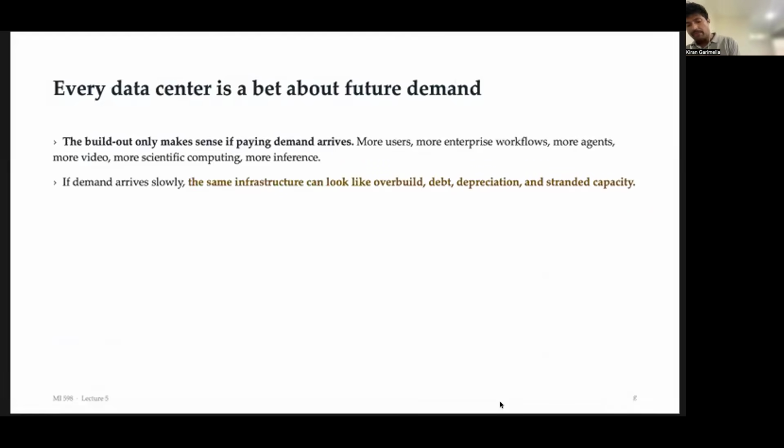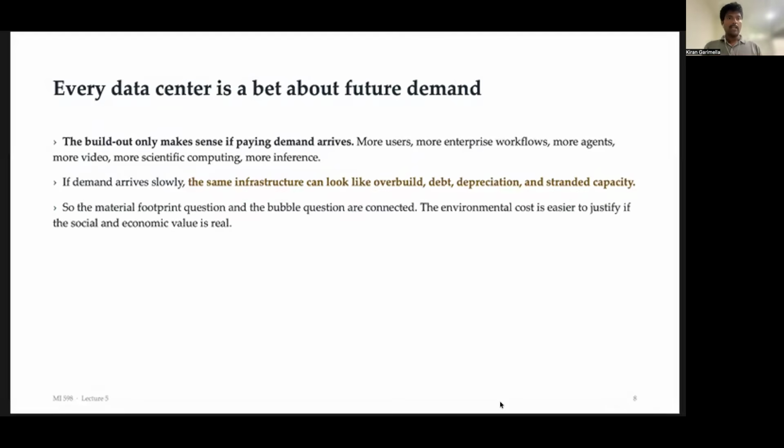So if the demand arrives slowly, then this is because they're really compressing the timelines on the build up, right? They're trying to build all of this in this 5-year time horizon from 2022 to 2027. So there's going to be a lot of overbuilt, underused infrastructure, which will lead to this sort of stranded capacity, debt defaults, depreciation, things like that. So the material footprint question, which is the buildup, and the bubble question are connected. And the environmental cost is easier to justify if the social and economic value is real, right? So that's the ultimate answer to this question of is it worth the investment or not?